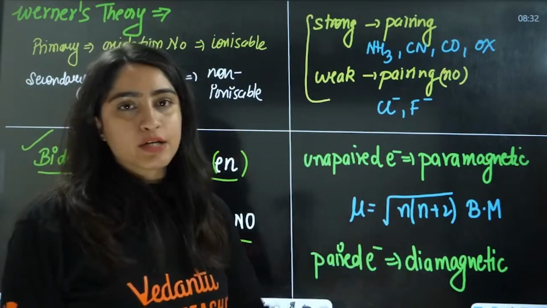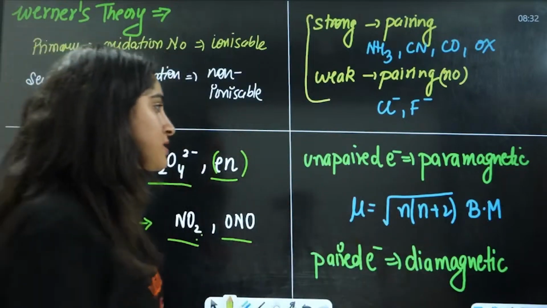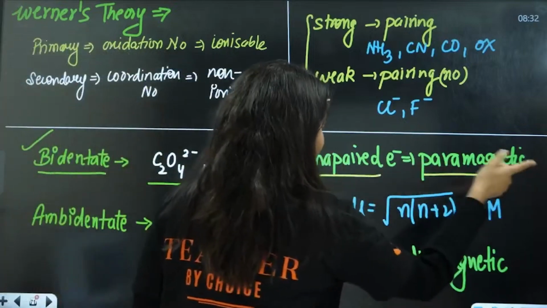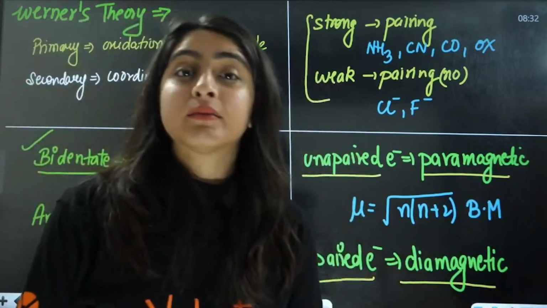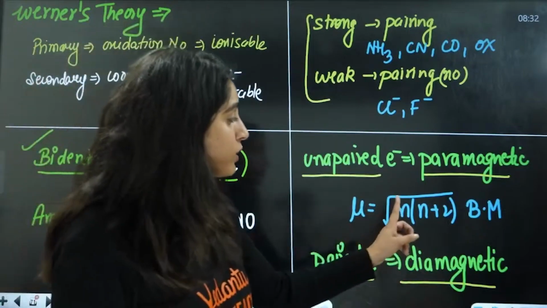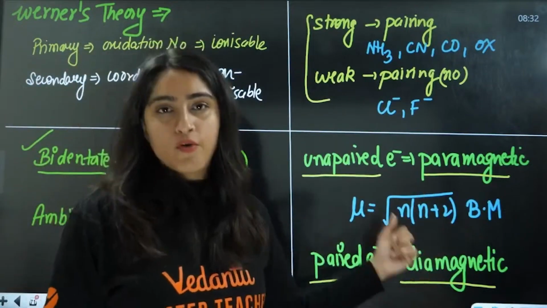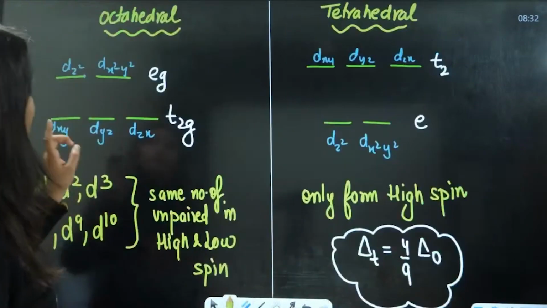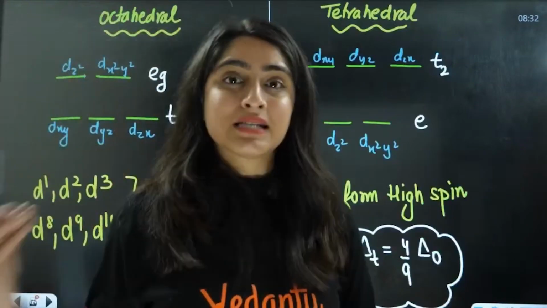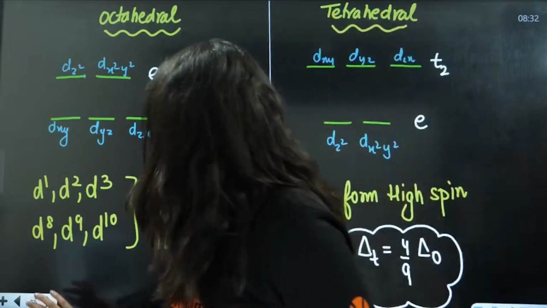Okay, so unpaired electrons: what is paramagnetism and diamagnetism? Unpaired electrons are paramagnetic in nature, paired electrons are diamagnetic in nature. How do we calculate the magnetic moment here? That is square root of n(n+2), where n is the number of unpaired electrons, in Bohr magneton, right? Next, bacha, we have octahedral. Next is CFT.